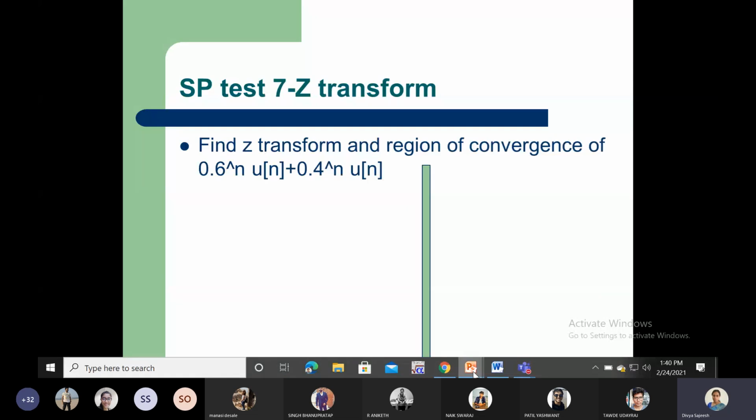Okay. Find the Z transform and region of convergence of this signal: 0.6 raised to n u of n plus 0.4 raised to n u of n. To get the Z transform, we apply the formula of the Z transform with summation limits from 0 to infinity. There are two exponential signals multiplied with the positive sided step signal, so apply the Z transform separately.